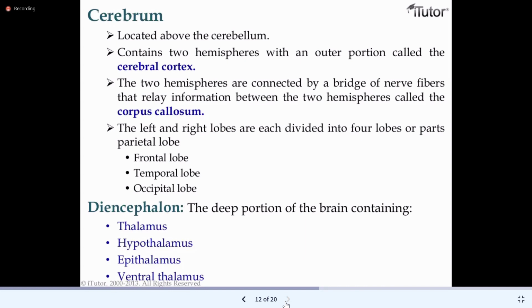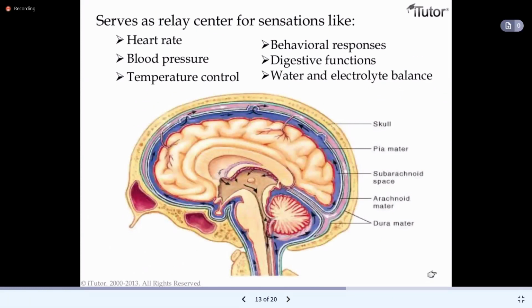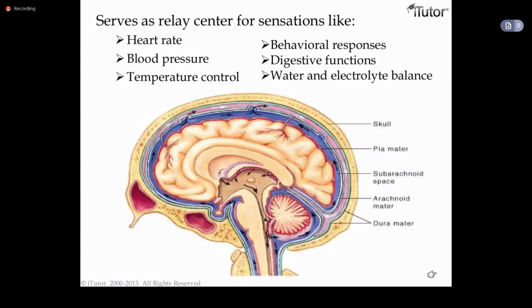Diencephalon. The diencephalon is a deep portion of the brain containing the thalamus, hypothalamus, epithalamus, and ventral thalamus. These are what we identify in the brain diagram. It's the deepest portion inside. We identify this in the skull part, with the pia mater and the dura mater. From these we can identify the heart rate, blood pressure, temperature control, behavioral responses, digestive functions, and water and electrolyte balance.